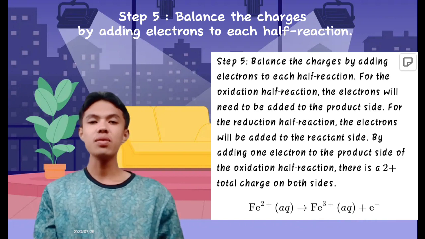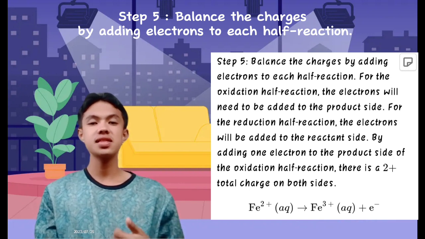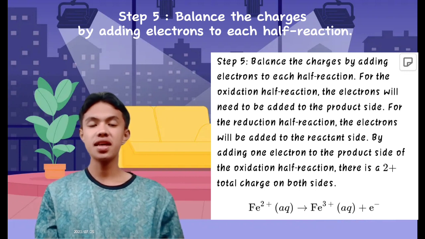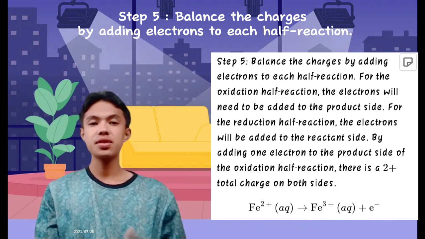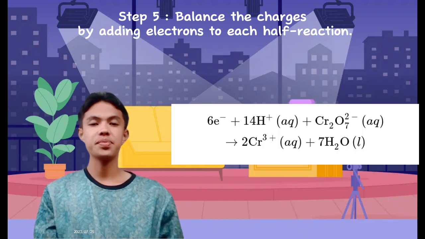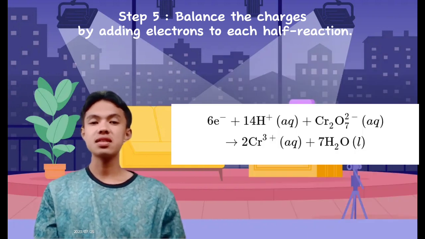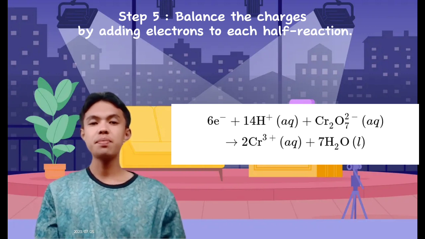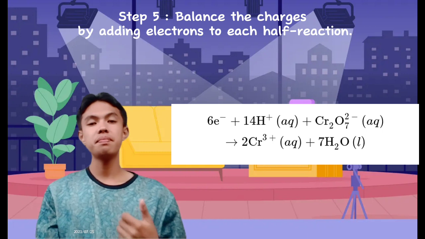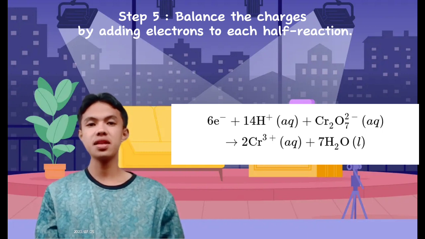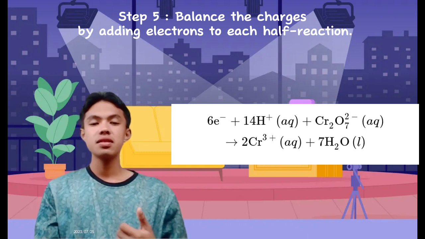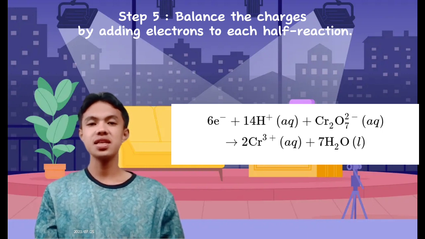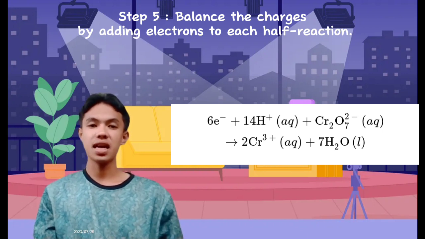By adding one electron to the product side of the oxidation half reaction, there is a 2 positive total charge on both sides. There is a total charge of 12 positive on the reactant side of the reduction half reaction, 14 positive, 2 negative. The product side has a total charge of positive 6 due to the 2 chromium ions. To balance the charge, 6 electrons need to be added to the reactant side.